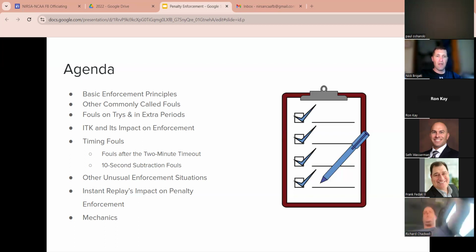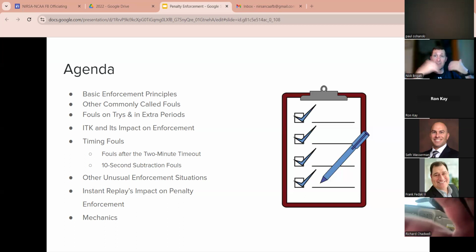So what are we talking about today? I want to touch on the basic enforcement stuff, talk about some other commonly called fouls, pass interference, things like that, stuff that varies a little bit from the basic principles of enforcement. Talk about fouls on tries and in extra periods, talk about illegal touching of kicks and how that impacts enforcement, talk about our timing stuff, fouls after the 2-minute timeout that are and are not 10-second subtraction situations, deal with a few other unusual enforcement situations, talk about replay, talk about mechanics, and get out of here.